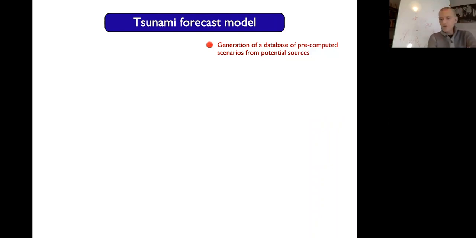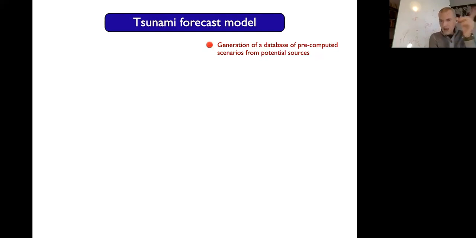So we've seen that we can use tsunami physics to build a tsunami forecast model. So what you can do is generate, before an earthquake occurs, a database of pre-computed scenarios. So you take all the potential sources, you put there a sort of unitary amplitude, and you compute, if you want, the Green's function in the ocean.